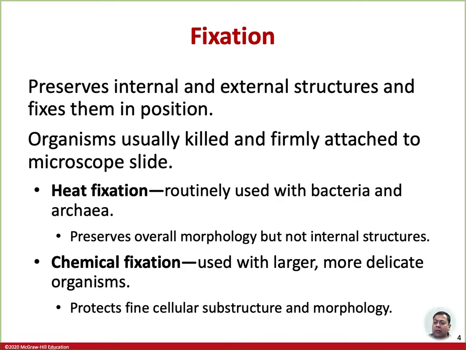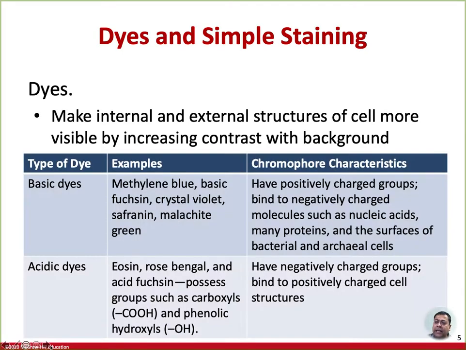Now, let's take a look at what the dyes are after the heat fixation, and how they differ in their characteristics. The many different types of dyes used to stain microorganisms have two features in common. First, they have chromophore groups, chemical moieties with conjugated double bonds that give the dyes a color. And second, they bind cells by ionic, covalent, or hydrophobic bonds. That is the most important part of a dye.